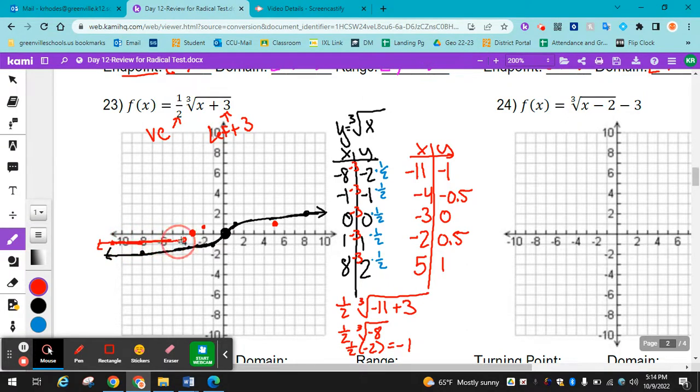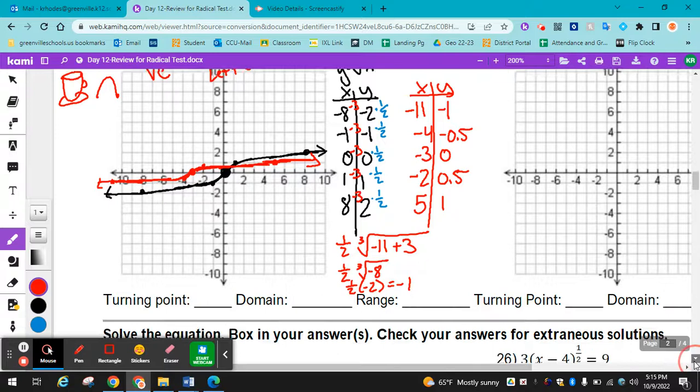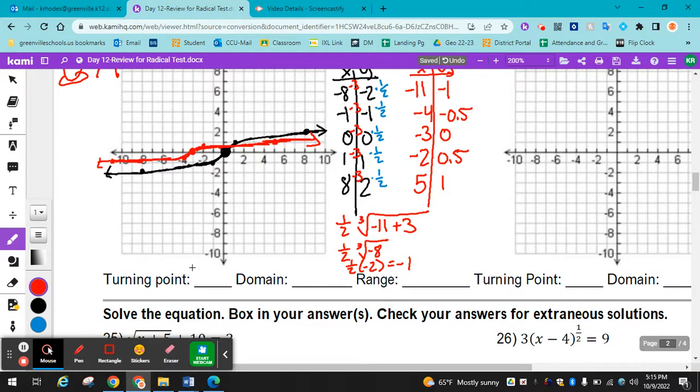Here's concave up like a cup. Up like a cup, that's concave up. Down like a frown. See, here's our teacup. And here's our frowning face. That's where it's turning. That's called its turning point. We'll do that again in another chapter at the end, our polynomials chapter. But there's our turning point, (-3, 0), because it's moved left 3.